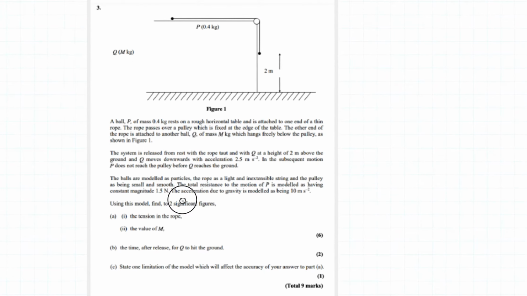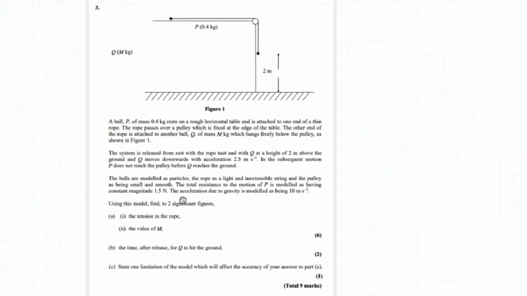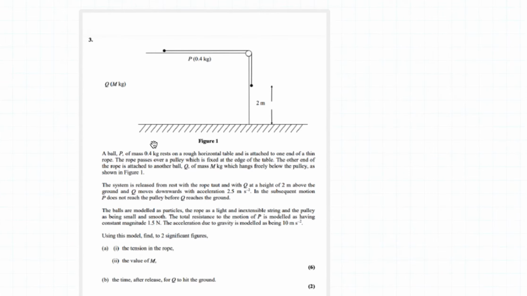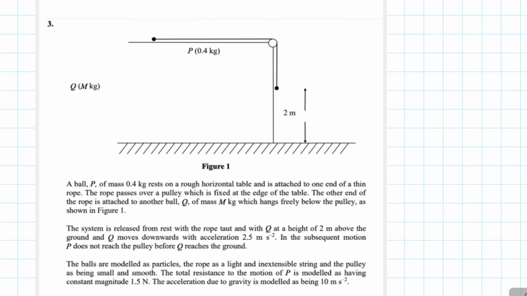Question 3. A ball of mass 0.4 kilograms rests on a rough horizontal table and is attached to one end of a thin rope over a pulley. A ball of mass 0.4 kilograms rests on a table, so when you see this, start to draw out what you know. So this is going to be 0.4, and this is the ball P, attached to one end of a thin rope.